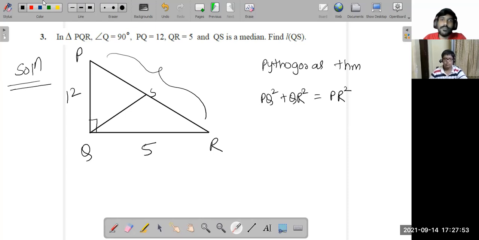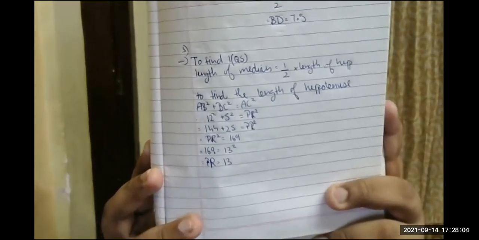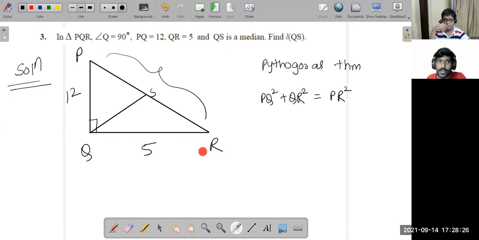Before that, first show me the calculation up to here. In that first line, you wrote AB square plus BC square, right? Why did you write AB and BC? Because in Pythagoras theorem, it was like that. No, it depends on the name of the triangle. The name of this triangle is PQR. Write it as per the name of the triangle: PQ square plus QR square equal to PR square.